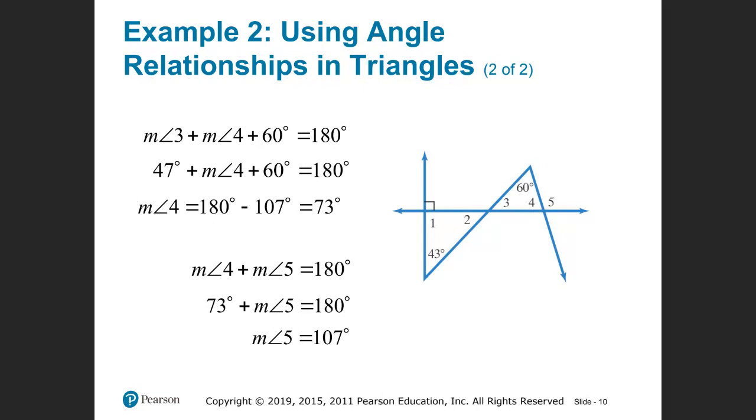Again, using our relationships that we know, the measure of angle 4 and the measure of angle 5 have to add up to 180. The measure of angle 4 is 73 degrees, which gives us that the measure of angle 5 is 107.